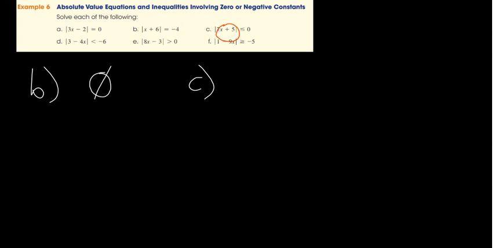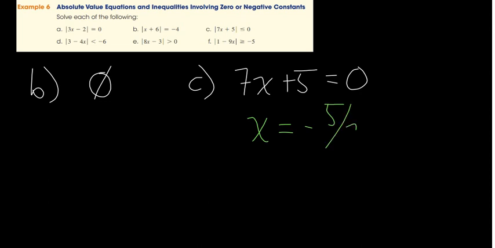So we're basically going to set it up like we did our very first problem. 7x plus 5 is going to be equal to 0. Of course, if we subtract 5 from both sides and then divide by 7, we have x is equal to negative 5/7. So that would be C. And again, you just have to think about these intuitively. So these are tricky, right?